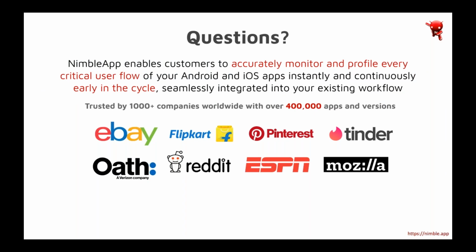So at this point, just to summarize, Nimble enables our customers to accurately monitor and profile every critical user flow of Android and iOS apps, and now even web apps. We integrate pretty seamlessly into your existing workflow, which means it's a set and forget kind of thing. You put it into CI, and then it just works. And Nimble is now part of HeadSpin, so I think we provide a lot of value in addition to the performance capabilities that HeadSpin had. We're sort of 2 sides of the same coin, if you will.